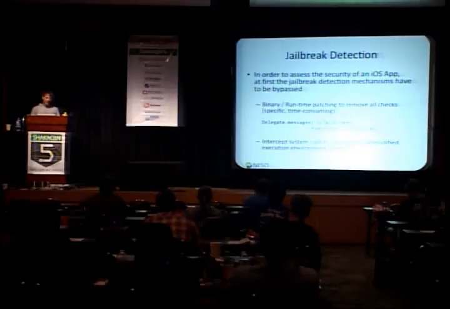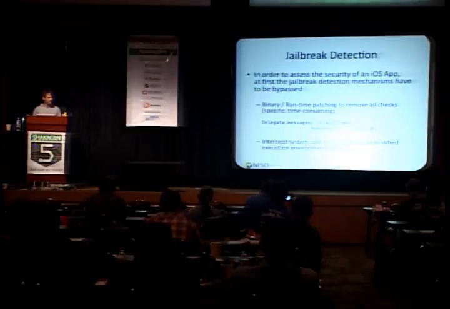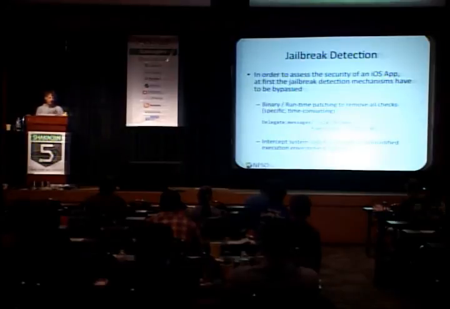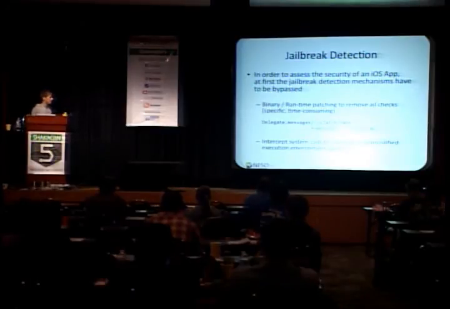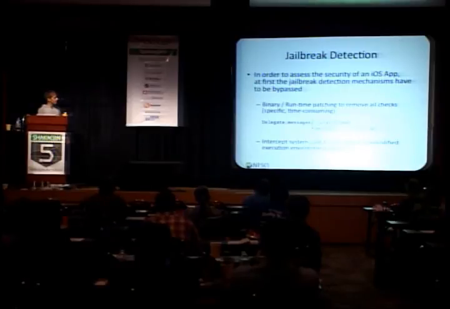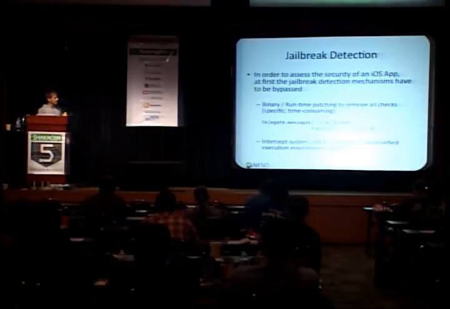Since we are testing apps on a jailbroken device, we need to bypass all those checks in order to assess them. So we could either patch an app binary offline and patch that jailbreak detection out, or more easily at runtime to remove their checks. If you have a very easy check, you could just do it like this in script: every time your delegate receives a message, isJailbroken, just return no. So in many cases, it's as easy as this.